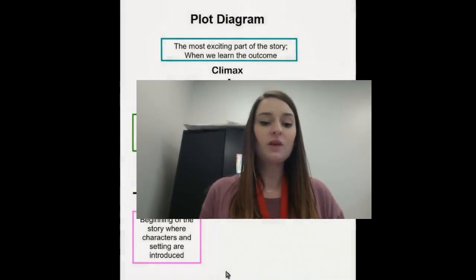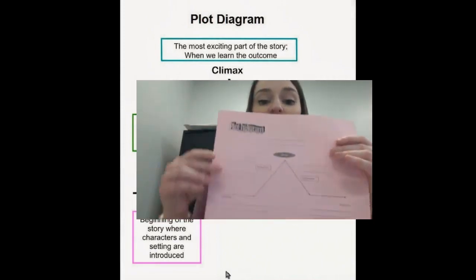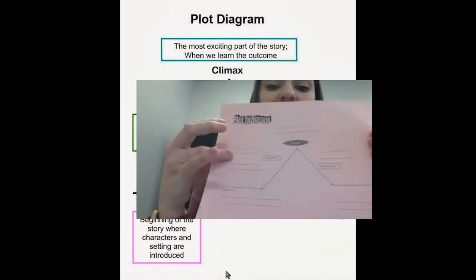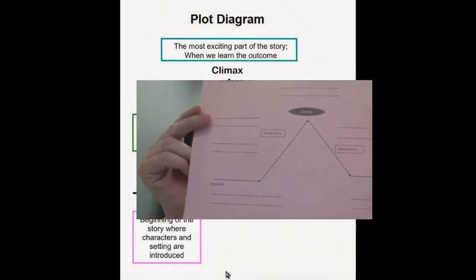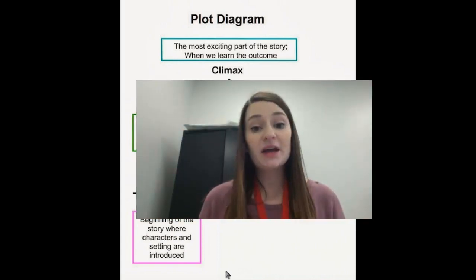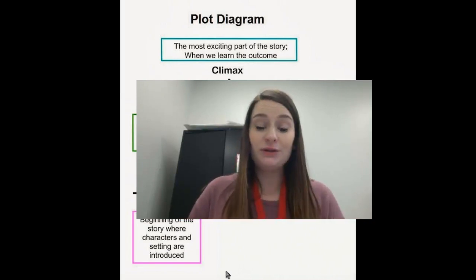Okay, so when you're filling this out, it shouldn't take you too long because after you read the story, you should know what's the exposition, the rising action, the climax, the falling action, and the resolution. Okay, that's what you're going to fill out on here. Once you finish that, come and discuss it with me. We'll talk about it, and then you can move on to the next video.